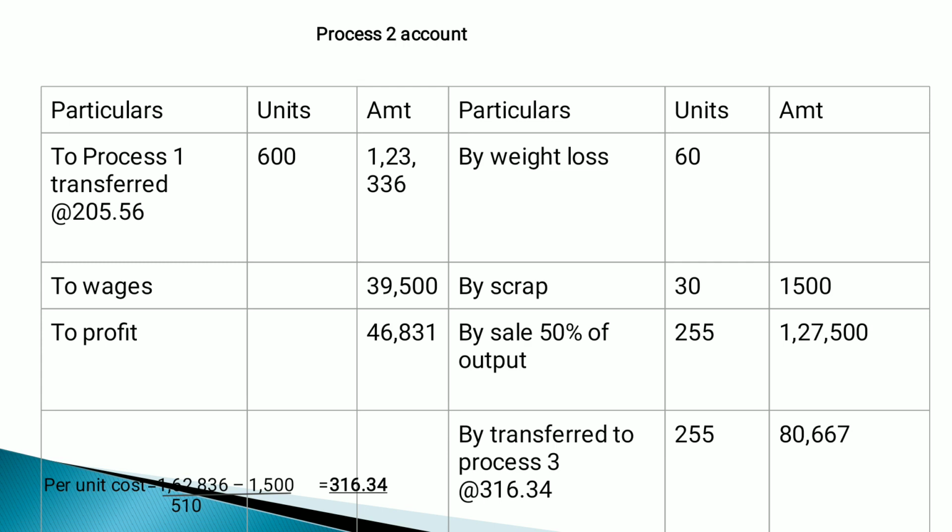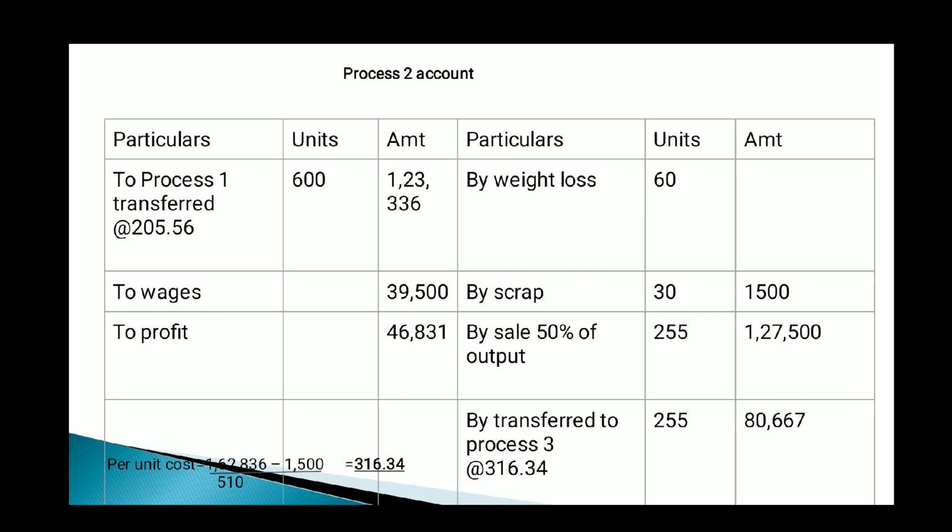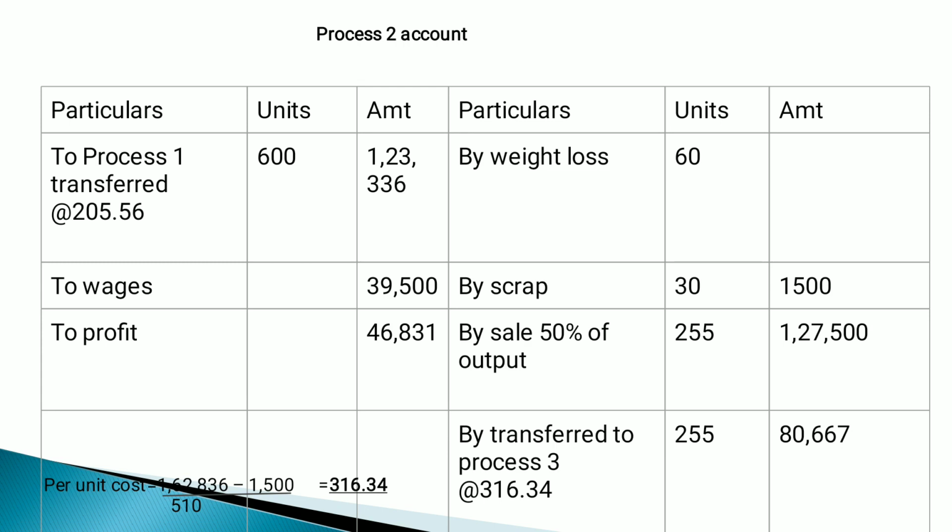The calculation is shown here. At the end we will transfer to process 3 at 360. So 255 units, and the amount will come here as 80,666. So the profit will be transferred, 46,832. Here the total units come to 600 units, so the total is 2,99,967, and the profit transferred is 46,831. So we'll go to the process 3 account.